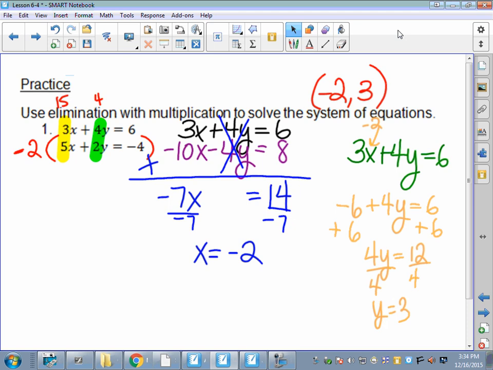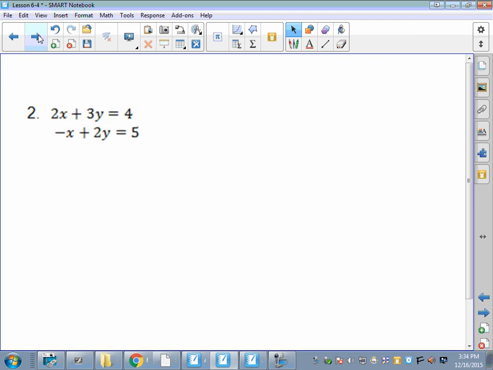Let's try another example. Let's hop up. I'm going to skip number 2. Feel free to do that one. When I look at number 2 and I look at my coefficients, hopefully you can spot which one's easiest to eliminate.